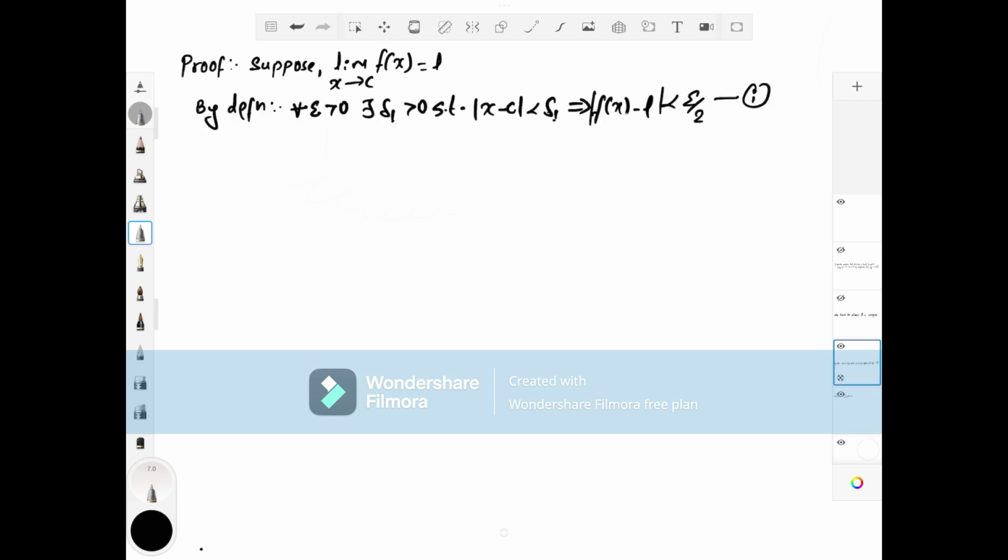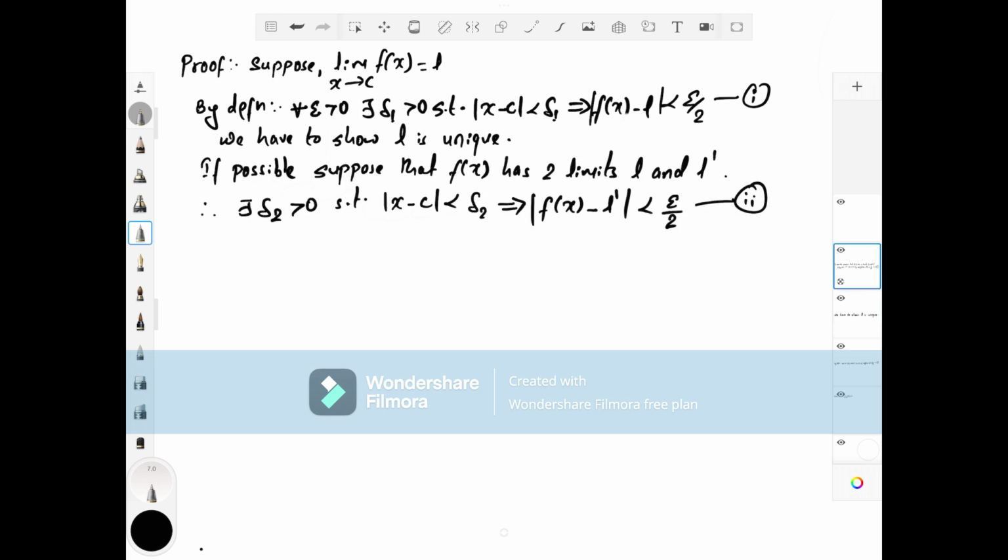Then according to our definition, we can write for every epsilon greater than 0, there exists some delta 1 greater than 0 such that modulus x minus c less than delta 1 implies modulus f of x minus L less than epsilon by 2. And we have to show that the limit L is unique. We will approach this proof by the indirect method. That means first we start by supposing that the limit L is not unique.